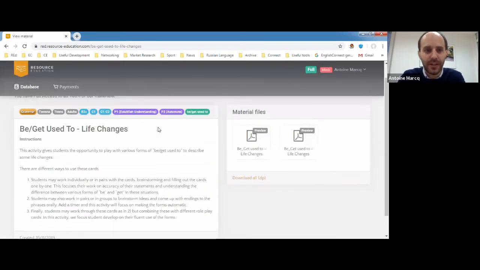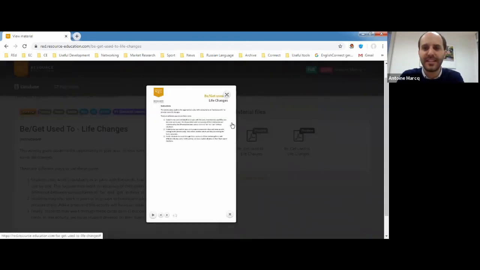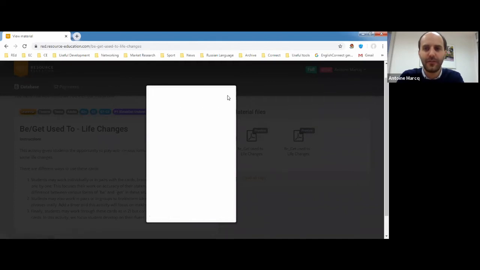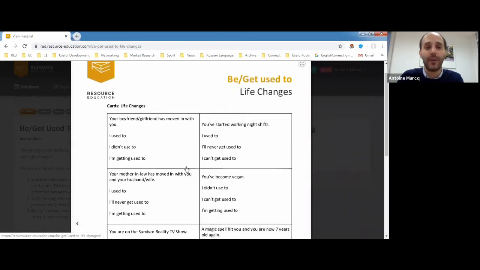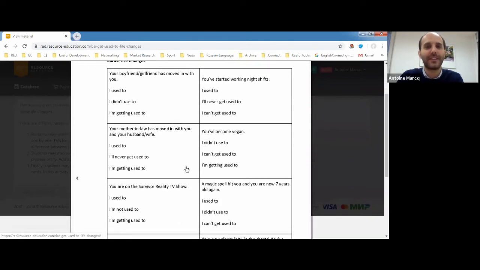And we include it in here because these are great to use as P1s and as P2s. But students do need a lot of practice with that. So there's a second collection of life changes as well here for "be get used to" that work the same way, okay? Your boyfriend, girlfriend has moved in with you.